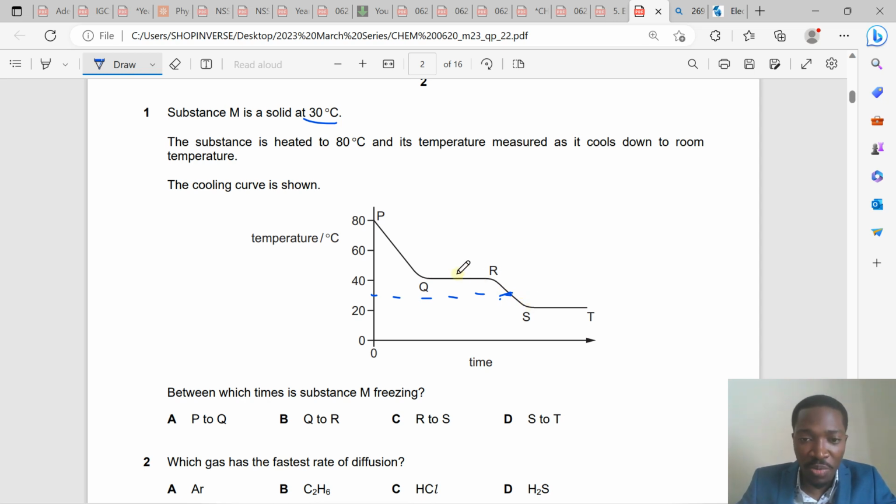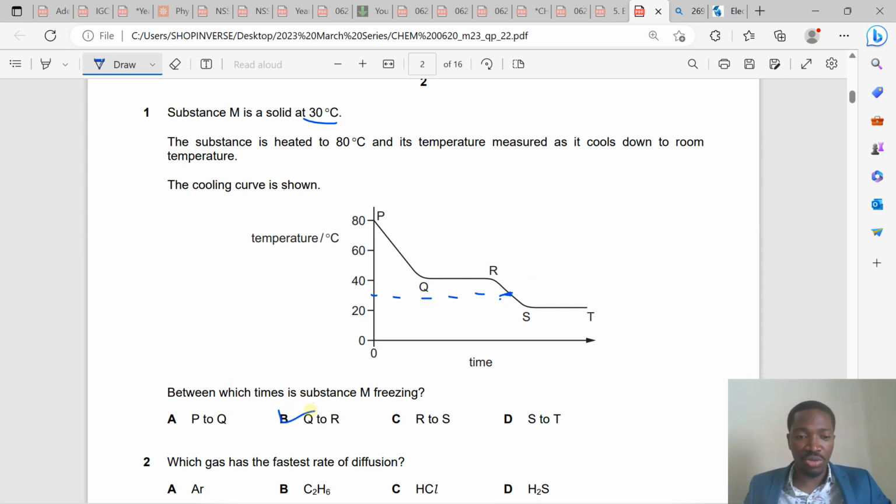After that, it became a solid, then the temperature of the solid continued to reduce further and further. So the point we are making is that from here, the substance was melting, but since we are interested in reduction in temperature, the cooling process, this stage is referred to as freezing. What happened during melting, the same thing happens during freezing. So QR is when we have freezing. Between which times is the substance freezing? That's Q to R, that's option B. Option B is the correct answer to question number 1.